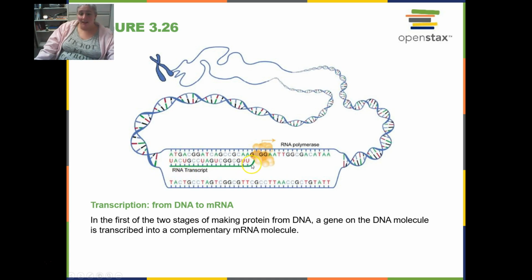RNA polymerase can bind, and RNA polymerase allows the RNA nucleotides to come in and complementary bind to that DNA molecule. Once the RNA polymerase has produced the entire transcript, the transcript is going to move away and the DNA molecule can be rewound.